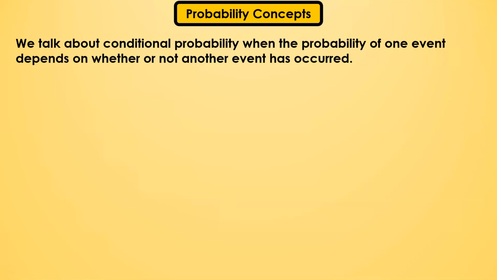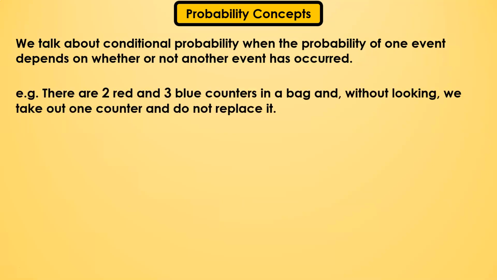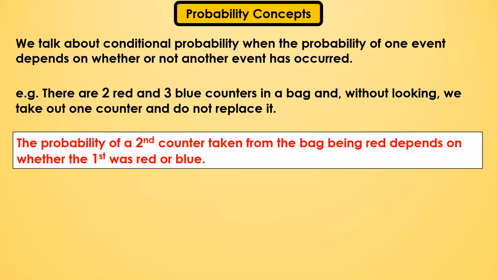Just summarizing what was said in Dr. Nick's video, conditional probability is the probability of one event, and it will depend on whether or not another event has occurred. So the example we've got is that there are 2 red and 3 blue counters in a bag. Without looking, we take out one counter and we do not replace it. So the probability of the second counter taken from the bag depends on whether the first was blue or red.